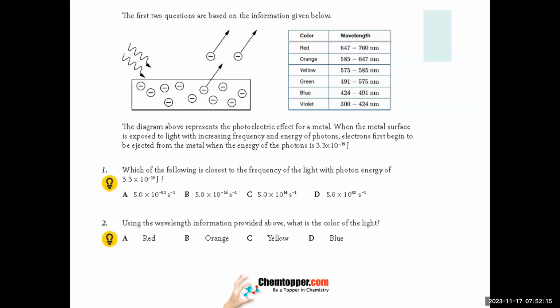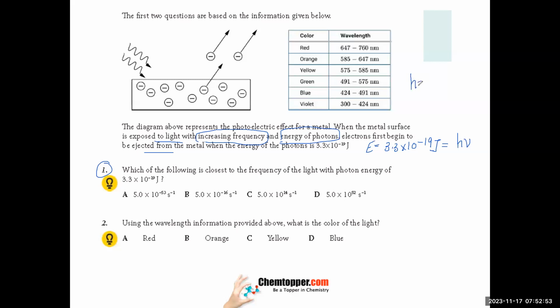When the metal surface is exposed to light, as the frequency increases, the energy increases, and electrons start getting ejected out. The energy of the photon is given to us: 3.3 times 10 raised to power minus 19 joules. That's the energy given to us. Answer this. This energy of the photon is equal to hv.